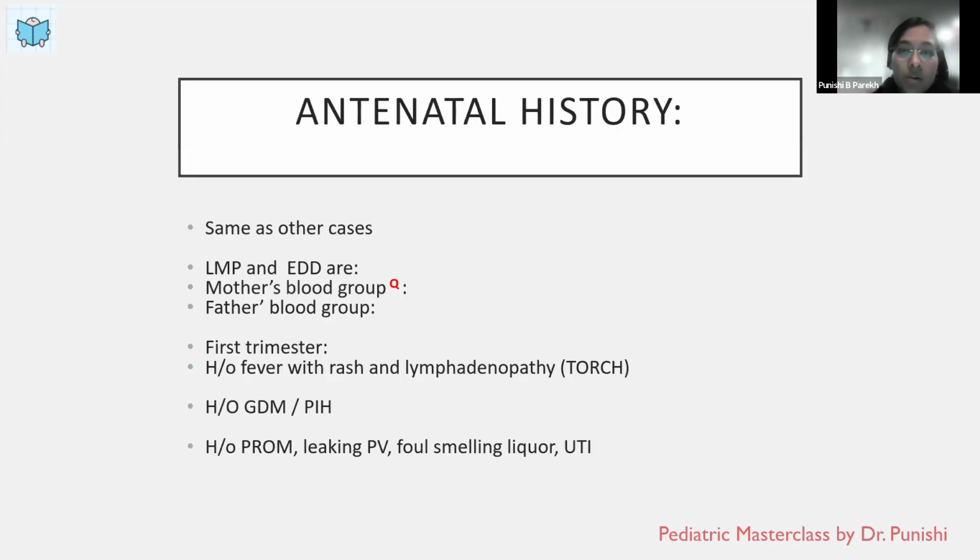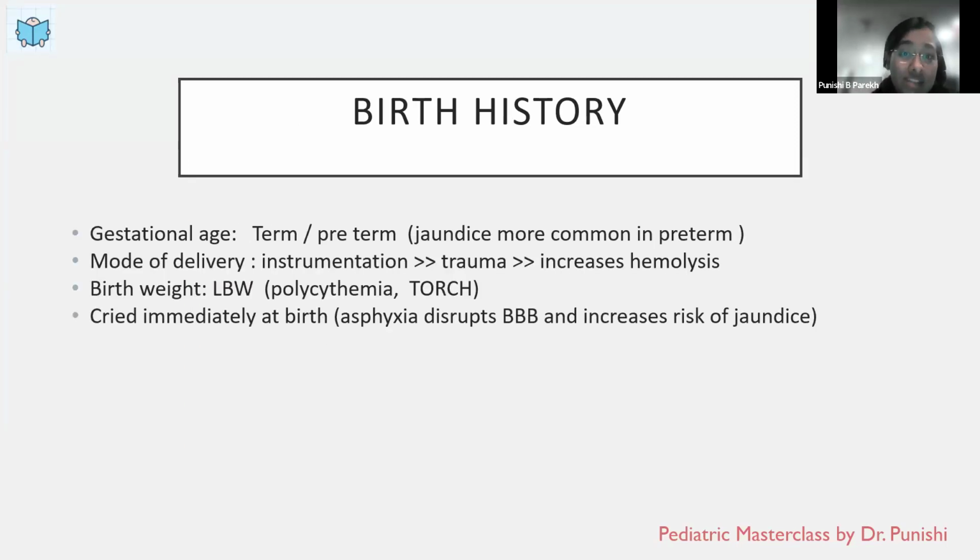So after the antenatal history, we'll go ahead with the birth history. Gestational age, number one, whether it's term or preterm. Jaundice is more common in preterm babies. What is the mode of delivery? When there's instrumentation like forceps or a vacuum delivery, there's an increased chance of birth trauma, which again increases the risk of jaundice.